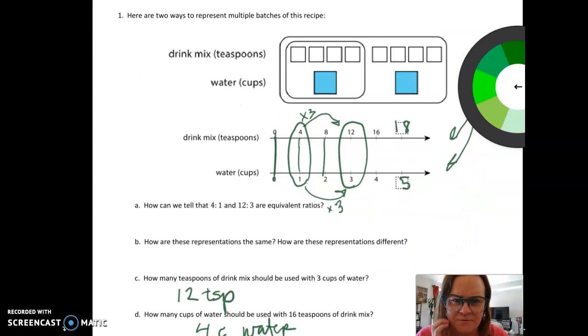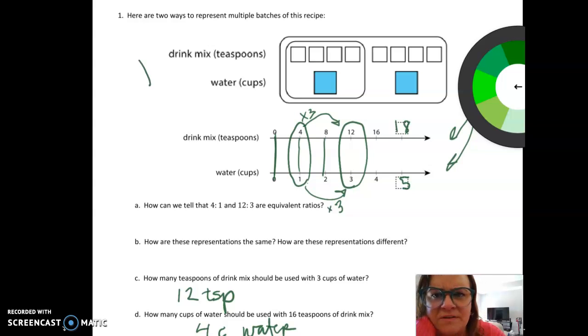And so the first question is going to refer to both the diagram and the double number line. How can we tell that 4 to 1 and 12 to 3 are equivalent ratios? If I go ahead and complete the double number line here, I want you to notice that all the intervals are equally spaced. So I go from 0 to 4 to 8 to 12 to 16 to 18, and then my water cups correspond with that, and I'm going up just by ones. And so I can see that by multiplying both the 4 and the 1 by the same number, 3, I end up with that equivalent ratio of 12 to 3.